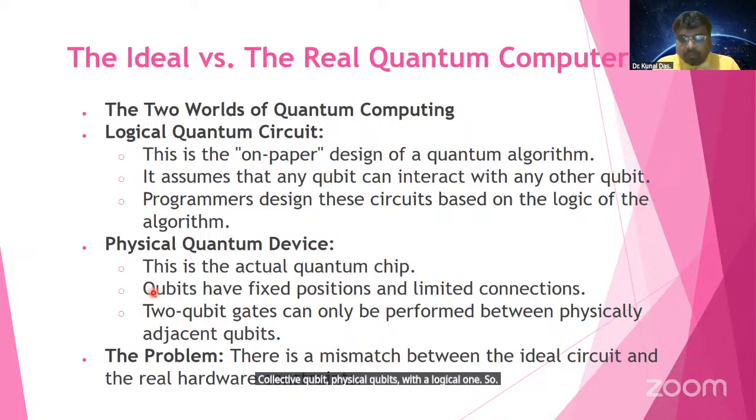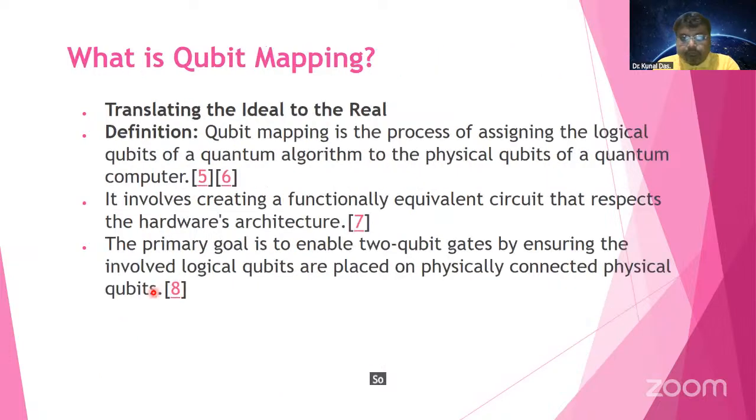So the problem is what? There is a mismatch between the ideal circuit and real hardware constraints. So that's why this translation from the ideal to the real is called qubit mapping.